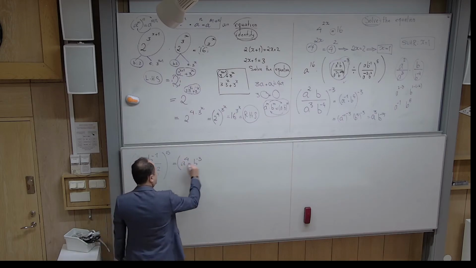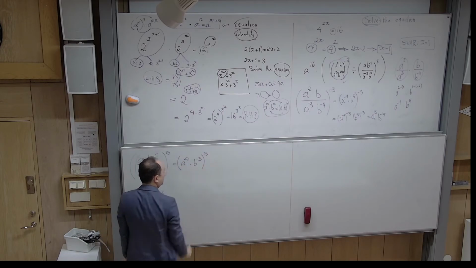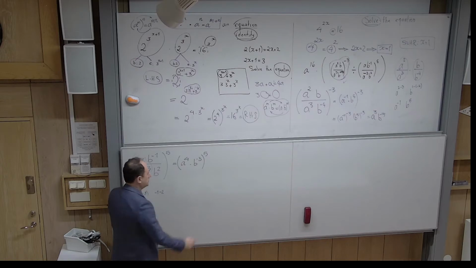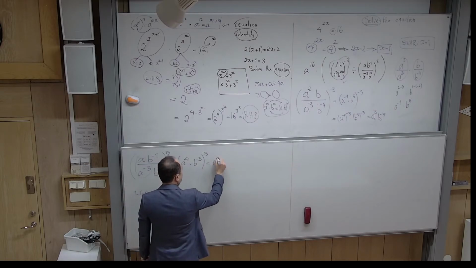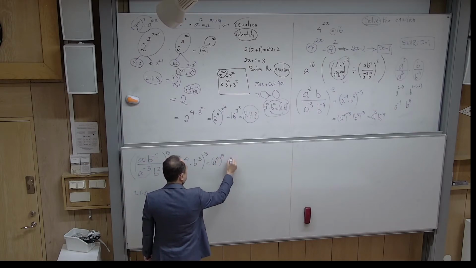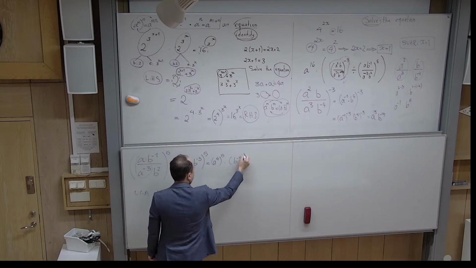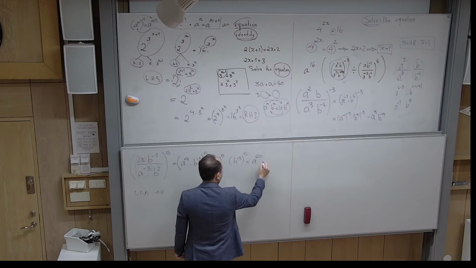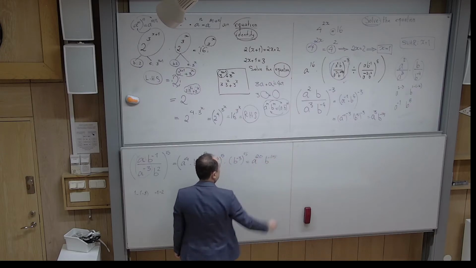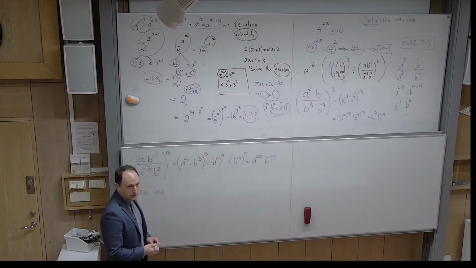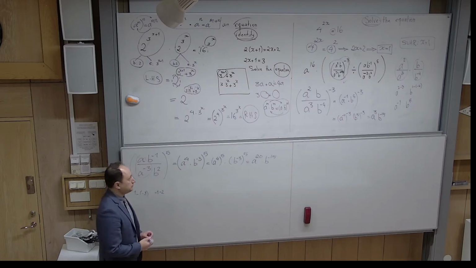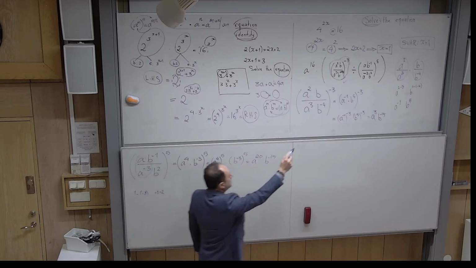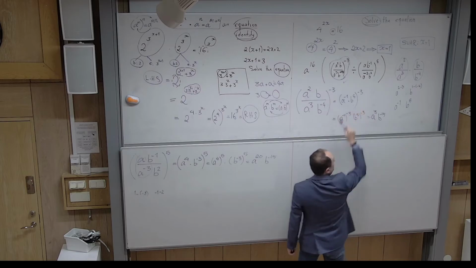And then I have another power of 5 up there. So then it means again the same story. A to the 4 to the 5 multiplied by B to the minus 3 to the 5. Then it becomes A to the 20, B to the minus 15. Yes? Yep. Okay. Now we have to divide these two expressions.